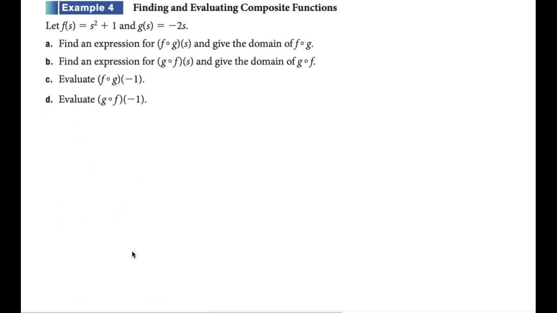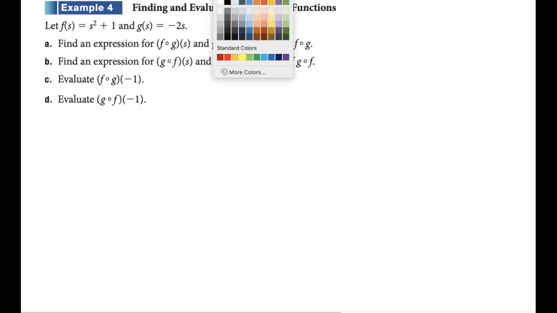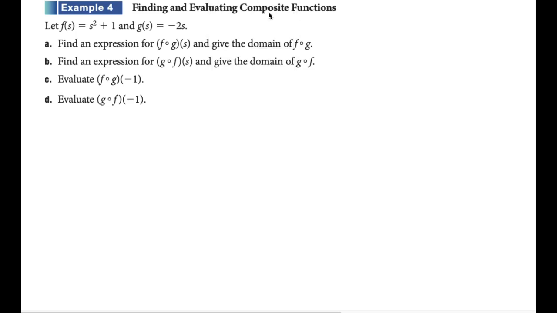Okay, next we're going to talk about how to do this with example 4. So let's look at this example. We've got f of s equals s squared plus 1 and g of s equals negative 2s. And they're asking us in A to find an expression for f of g of s and to give the domain. We're not going to do giving the domain here. It's not important for finding if two things are inverse, what this is all leading to. So we're not going to worry about that today. So we're going to find an expression for f of g of s. So f circle g, looks like "fog," I know, of s is the same thing, and I like to rewrite it as f of g of s, like that.